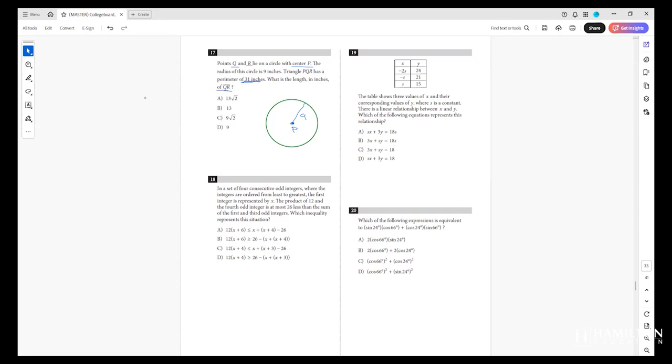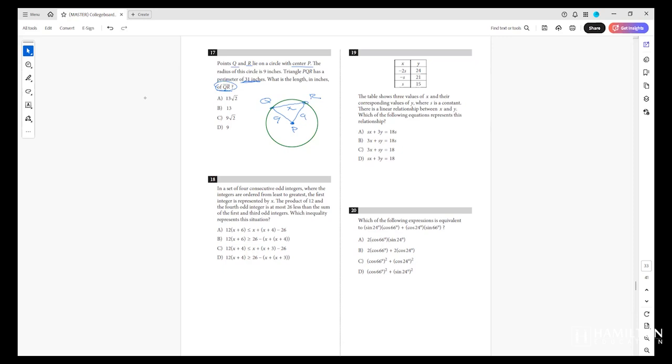So this is tricky because we don't know what the triangle or the circle looks like. But I'm just going to draw another point here, I guess. And Q and R lie in the circle. So I'm going to say this is Q and this is R. That's another radius, so that's another 9. And then we don't know this distance here, but that is what we're solving for.